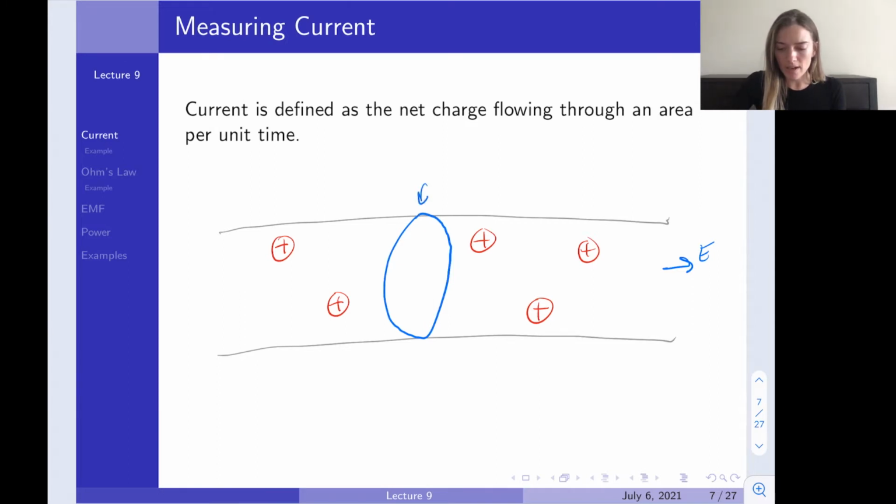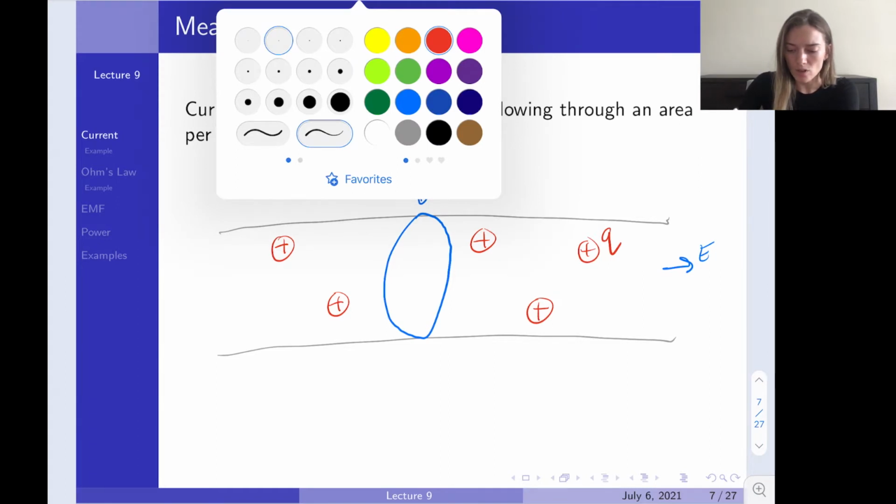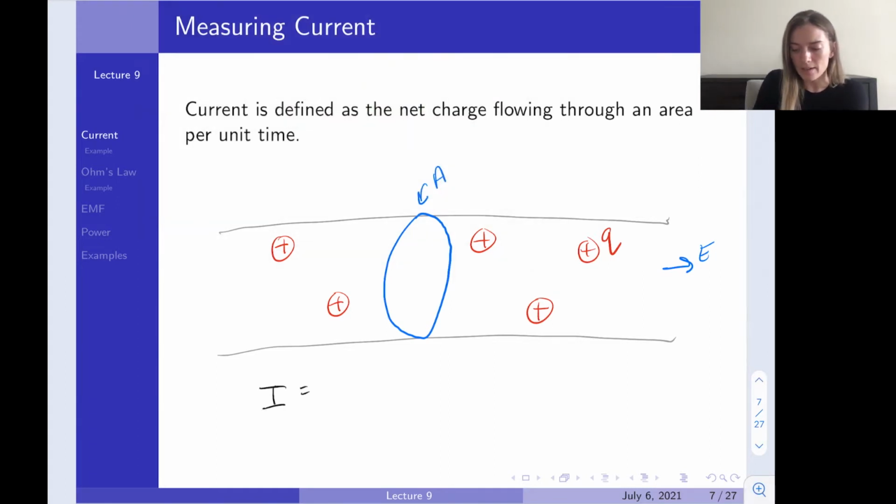So this cross-sectional area is going to have area A. Now these charges we'll say they have charge Q on them. And there's some density of charges in this wire, right? Whatever our metal or material we have, there's going to be some density of charge. So we can define current. If we want to find the net charge flowing through this area per unit time, we can write the current as the density of our charges. So we have the density per meter cubed. Now this number is typically going to be huge, on the order of 10 to the 28 or something like that, per meter cubed.